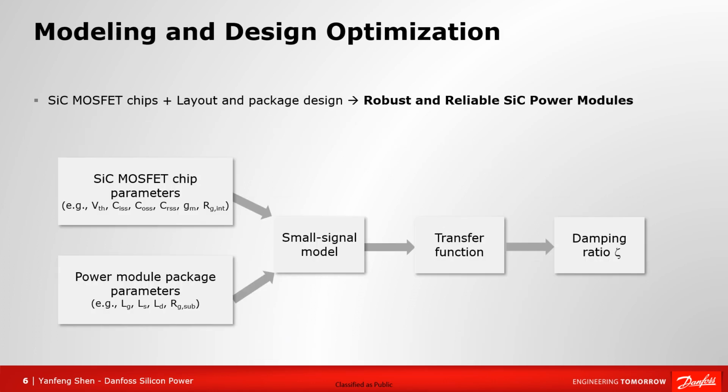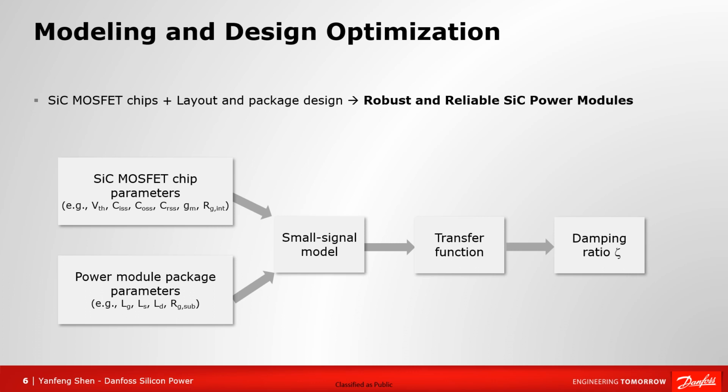After the mode classification, now let's move on to the flowchart of how we model these oscillations and how we optimize our silicon carbide power module design. Basically, with silicon carbide MOSFET chip parameters and power module package parameters, we can build the small signal models and transfer functions of different oscillation loops. Then we can use the damping ratio as an indicator of system stability.